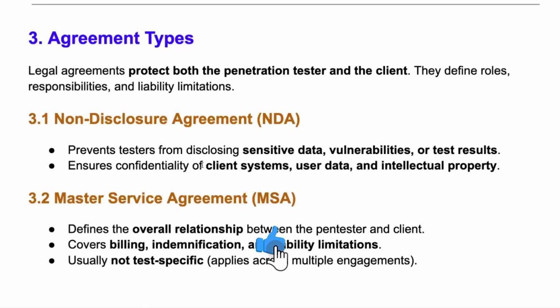Now, in addition to the rules of engagement, or I would say as a part of the rules of engagement, we have something that falls under the agreement type category. So these are things like the non-disclosure agreements, the master service agreements, the terms of service, all of those things. These are legal agreements that protect both the pen tester and the client, assuming the company has hired a third party to do their penetration testing. They define the roles, responsibilities, and liability limitations of the penetration tester as well as the client.